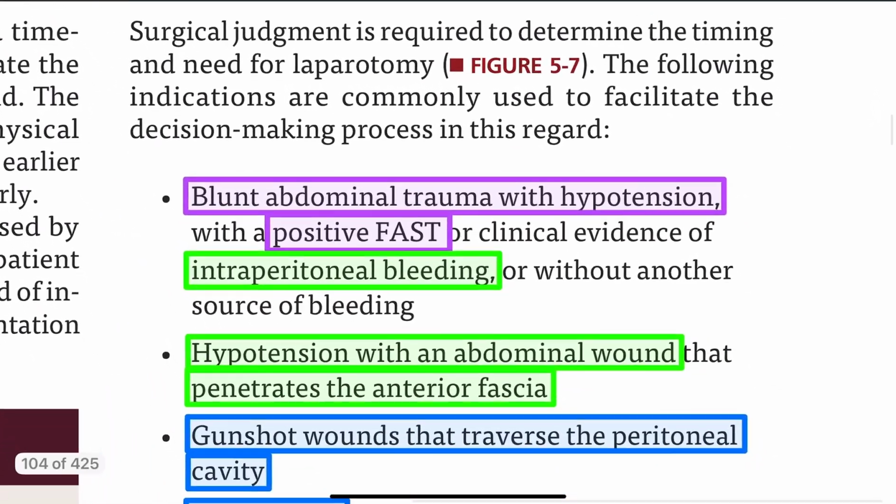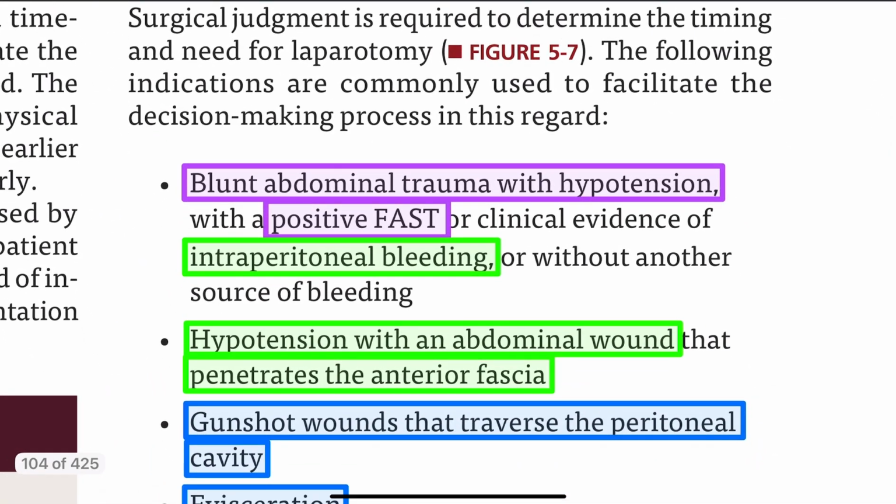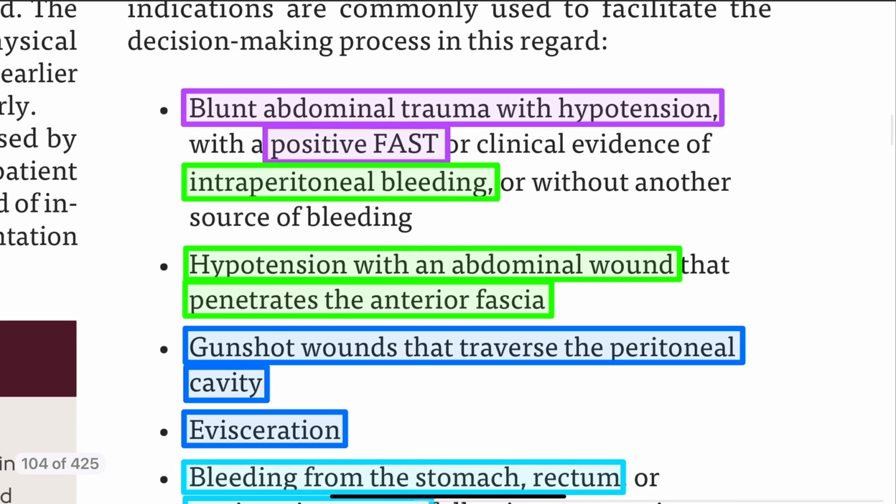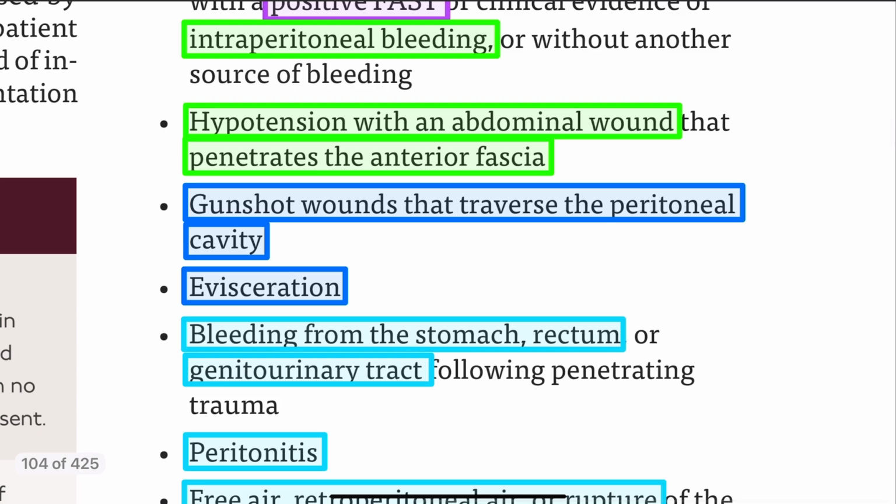In blunt abdominal trauma with hypotension with positive FAST, or intraperitoneal bleeding, you should go for laparotomy. Next is hypotension with an abdominal wound that penetrates the anterior fascia: if the wound penetrates the anterior fascia and the patient has hypotension, go for laparotomy. Then a gunshot wound that traverses the peritoneal cavity, already explained. Evisceration, multiple times asked, is an indication of laparotomy.